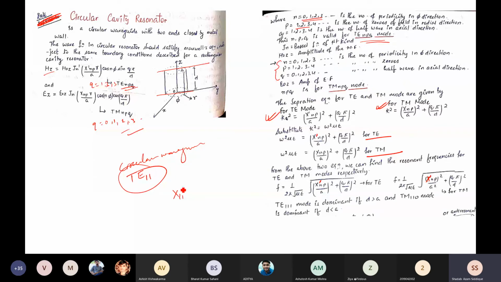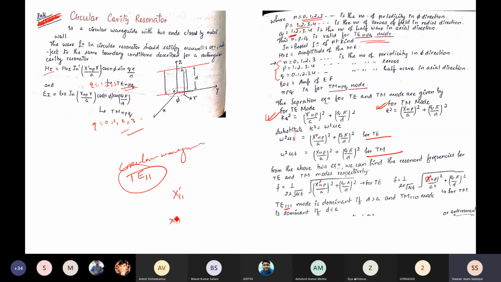So TE11 is the dominant mode, and Q is of course 1, so it should be by default 1. So TE11 mode is the dominant mode. Similarly, for TM11, here also the X11 is the least value. So TM11 is the dominant mode, and P is 0 because this value is starting from 0. So that should be 110 is the dominant mode.